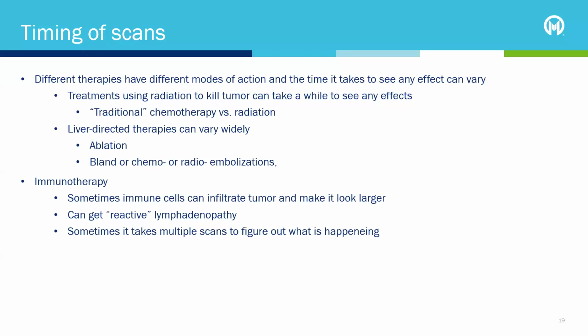And so what it is, there's this activation of the immune system, and you can see new lymph nodes that actually don't have any tumor in them at all. They're just infiltrated by these immune cells going crazy with this stimulating therapy. And so for immunotherapy, it can take months and many CT scans to know definitively what's happening. So it can get very confusing.